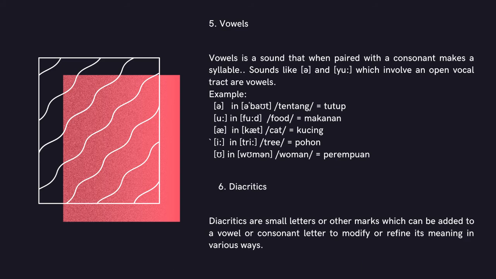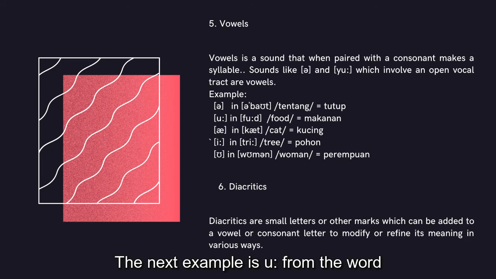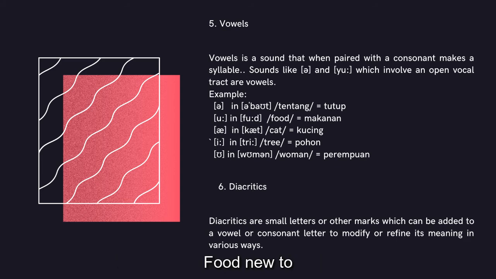For example, the sound in the words about, the, others, and just. And the next example is the sound in the words food, new, to, use. And the next is the sound in the words have, that, and cat. And the next is the sound in the words tree, be, need, me, see, this. And the last one is the sound in the words would, look, woman, could, and etc.